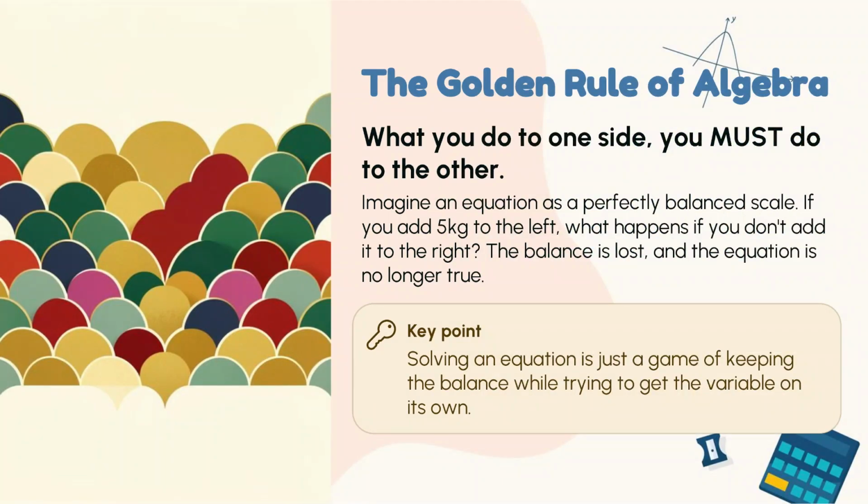The golden rule of algebra is this: whatever you do to one side, you must do to the other. Imagine an equation as a perfectly balanced scale. If both sides are equal and you add 5 kilograms to only one side, the scale is no longer balanced. But if you add 5 kilograms to both sides, the balance stays the same. Solving equations works in exactly the same way. We keep the equation balanced while trying to get the variable on its own.